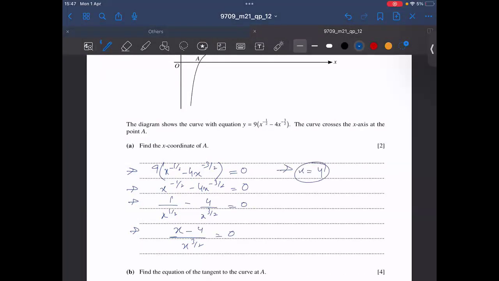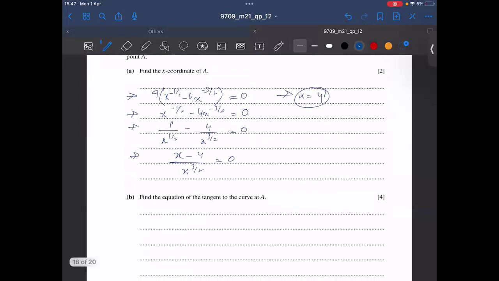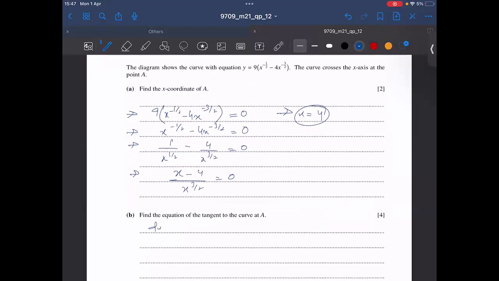Is it clear or not, Mr. Iman? Yes sir. All right. Find the equation of the tangent to the curve at A. So dy over dx is going to be minus half x to the power of minus half plus 4 into 3 over 2, which is 6 x to the power of minus 5 over 2. Right?